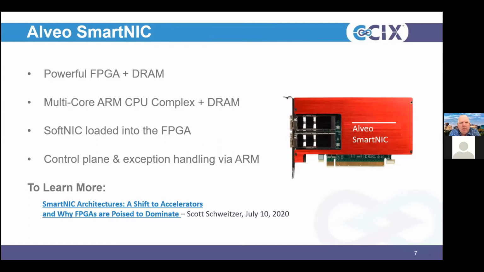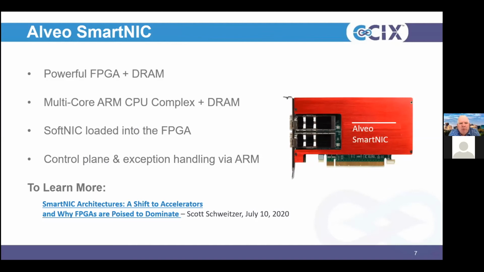They go by a couple other names as well, but SmartNICs and DPUs are the two most fashionable names at this point in time. I did an article about this stuff back in July: SmartNIC architectures shift to accelerators and why FPGAs are poised to dominate in the space. So feel free to look that up.